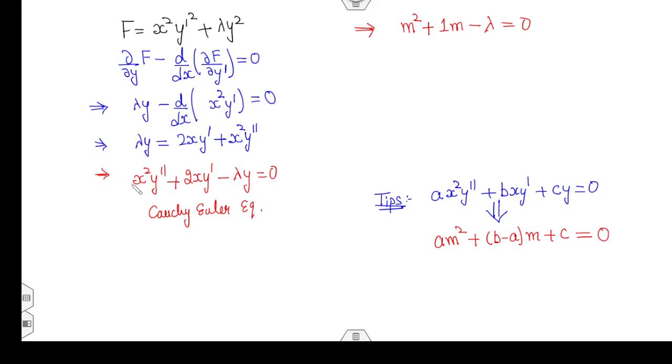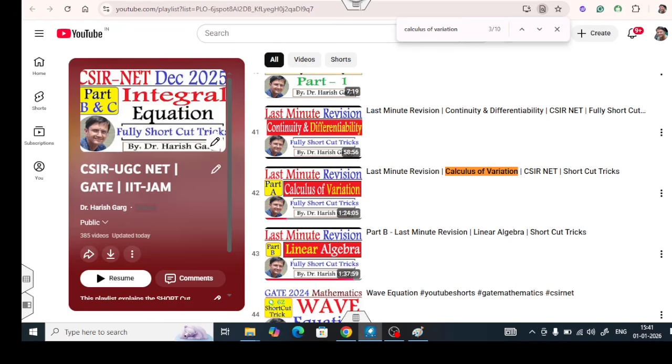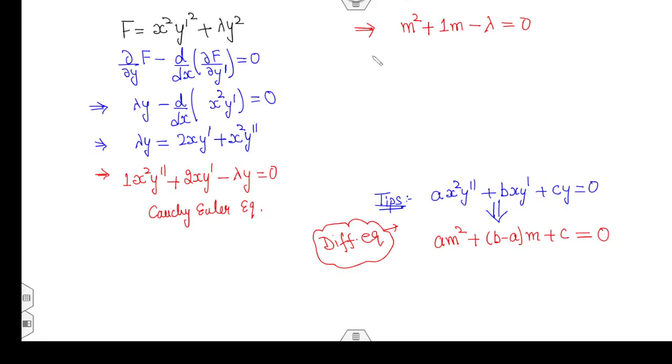And if you compare, a is 1, b is equal to 2, c is equal to minus lambda. For more details, you must watch my lectures on differential equations. You will find the lectures on differential equations in this single playlist. Now can you solve this? So m will be minus b plus minus square root of 1 plus 4 lambda, divided by 2.